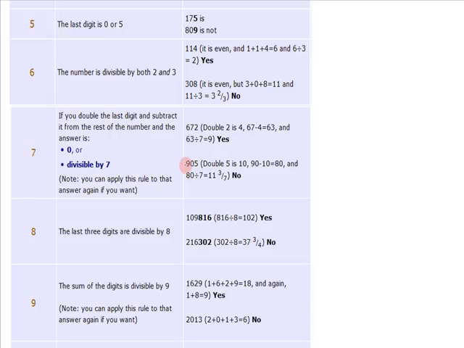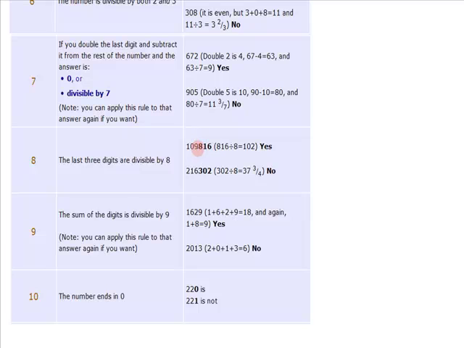This next one, 905. Double 5 to get 10. Take 90, the first part, and subtract 10, which is 80, and 80 is not divisible by 7. So what you're going to do always is take the last digit, double it, and subtract it from the first 2, if there are 2 or more. So it probably, for me, would have been just as easy to do the division. Okay, 8.